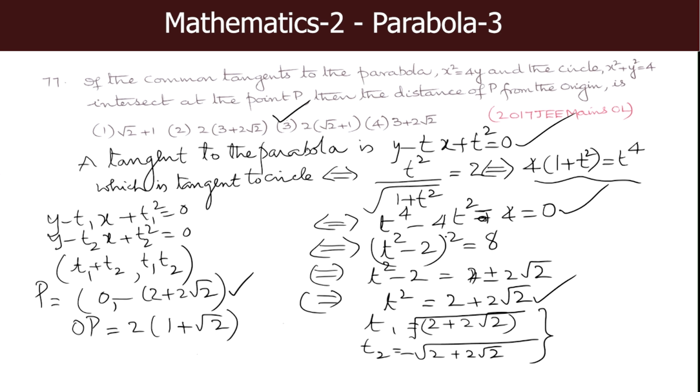I just applied high school algebra, following the completion of squares technique, adding 4 both sides: t square minus 2 whole square equal to 8. So, t square equal to 2 plus or minus 2 root 2, but t square is positive. So, t square can be only 2 plus 2 root 2. The two values of t are equal in magnitude and opposite in sign: one is root of 2 plus 2 root 2 and the other is minus root of 2 plus 2 root 2. The common tangents at T1 and T2 to the parabola are given by this. Their point of intersection is a T1 T2, a into T1 plus T2.